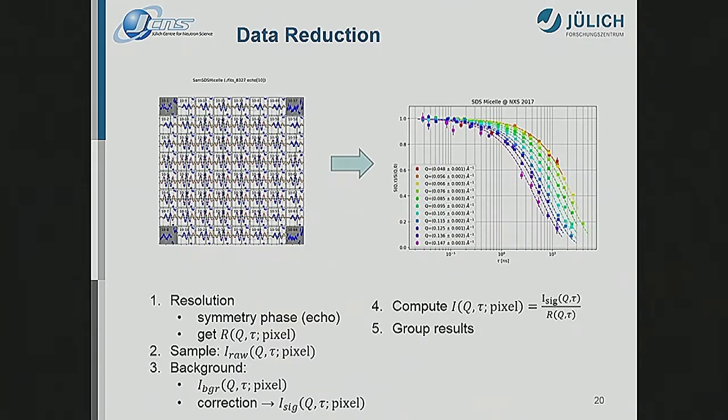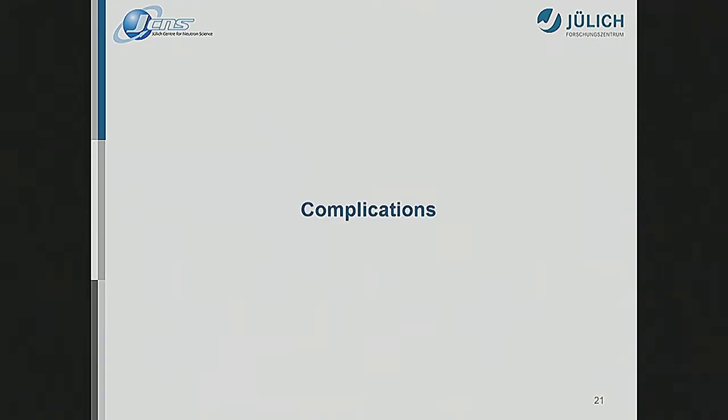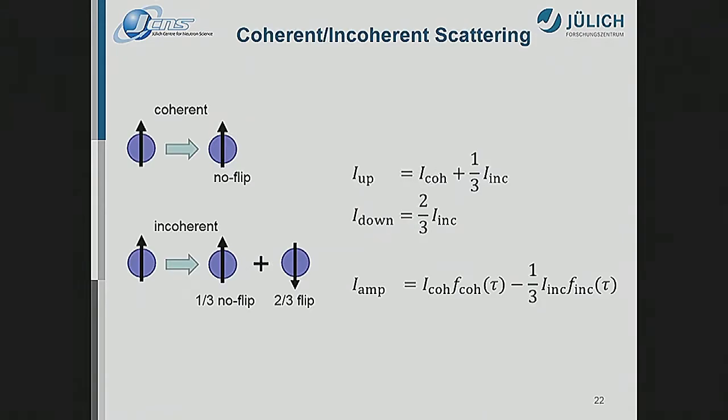So that's, in a nutshell, the data reduction. The complications, they're complications, but they can be used to your advantage. So the first thing is that, as you've learned, there are two types of scattering in general.